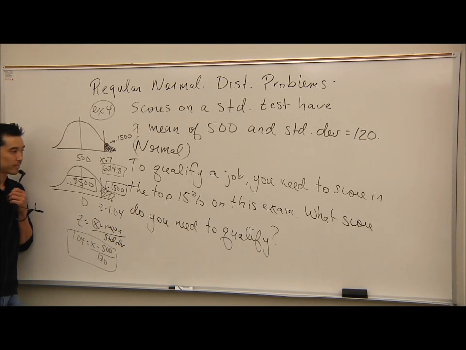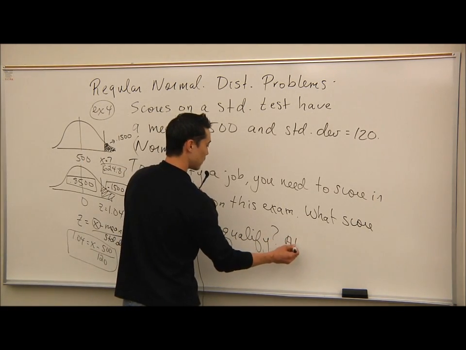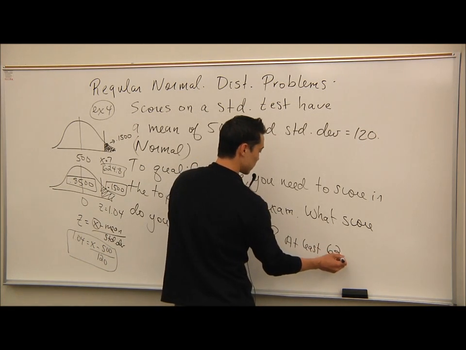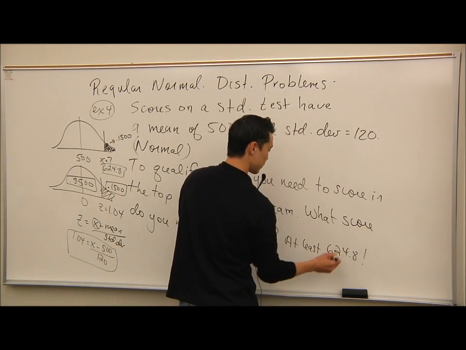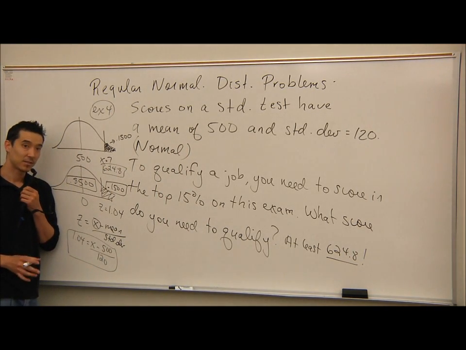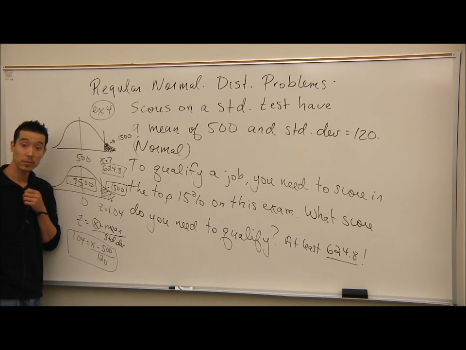Okay? So what score do you need to qualify? At least 624.8. Questions on that problem? So we did 3 examples going forward, and we did 1 example where you have to work your way backward. Okay? You have to be able to do both. Questions? All right.